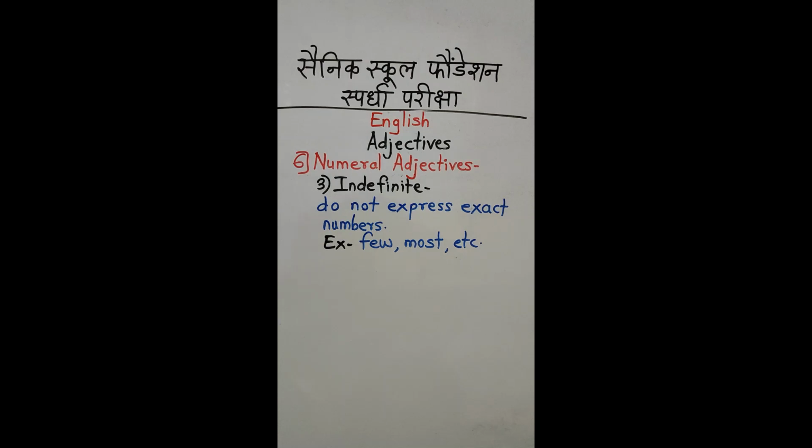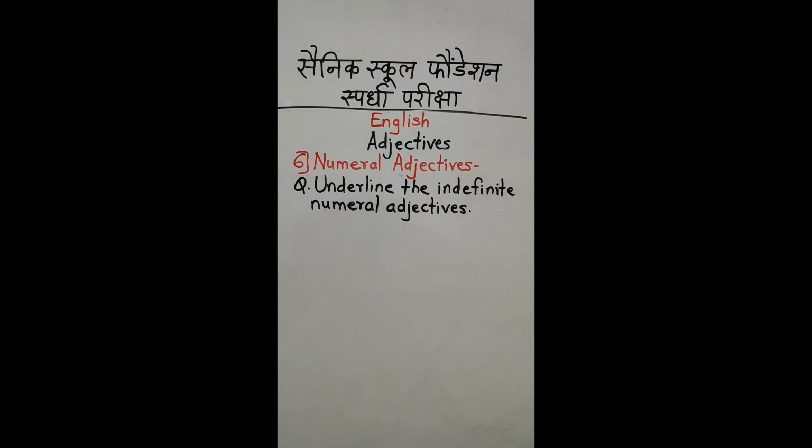Now let us see the question. Suppose you are given the question, underline the indefinite numeral adjectives. So here one by one I will give you some sentences and you have to identify the indefinite numeral adjective and underline that word only. Now the first example is given, several flowers are beautiful. To talk about the number of flowers, the word given is several. Here we don't know exactly how many flowers there are, but the word several indicates the indefinite numeral adjective. So we will underline the word several here.